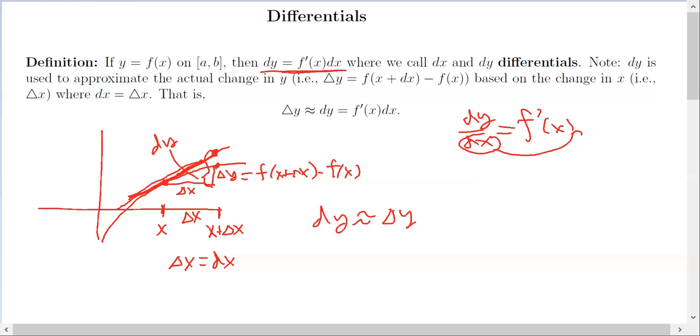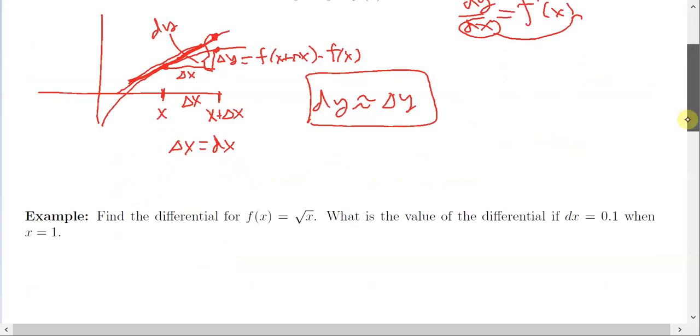And tangent lines are used to approximate things just because they're easy to evaluate, and maybe you don't have the actual function, and so you have to have some sort of scheme for approximating. So that's our idea, is that we're going to use this dy, and this is coming from my tangent line approximation. And so here's a simple example.